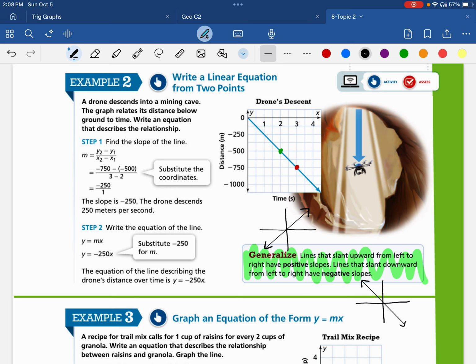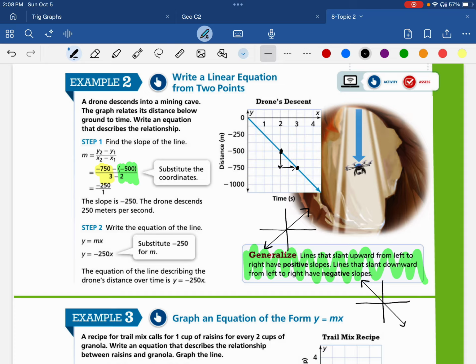In this example, again, we're just looking at finding the equation of the line for this scenario. So they picked 2 points at 3, negative 750, which is here, and the second point at 2, negative 500, which is here. Okay, your rise over run, if we want to just look at how we get from one point to the next, I would go down and right.